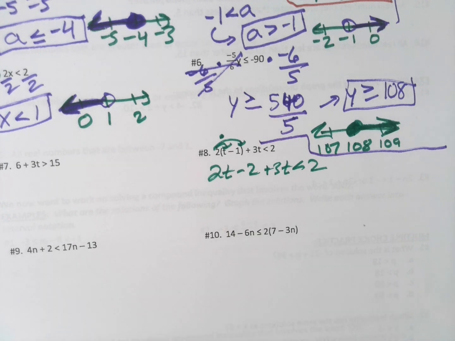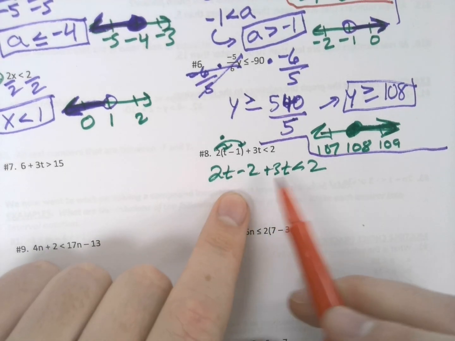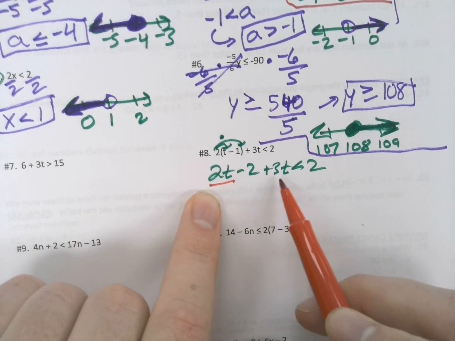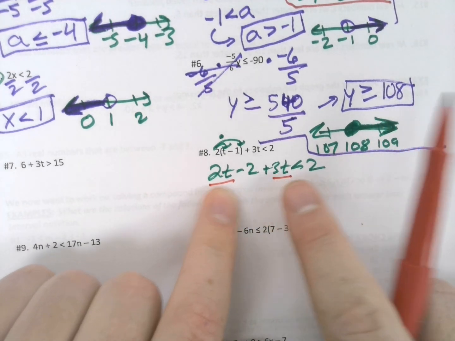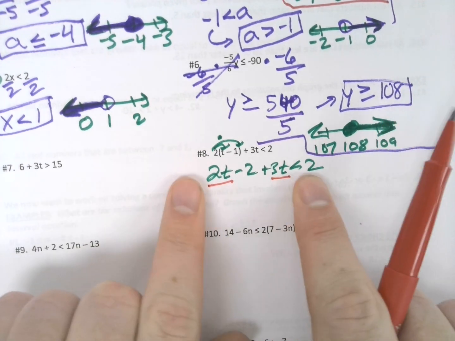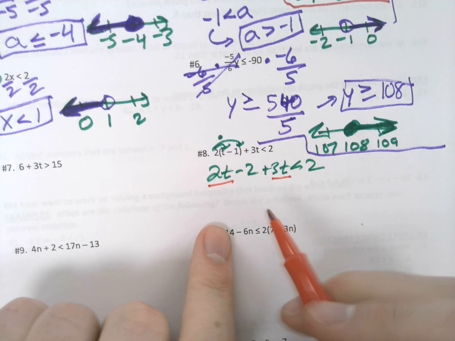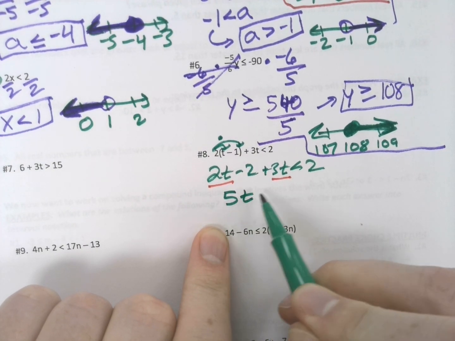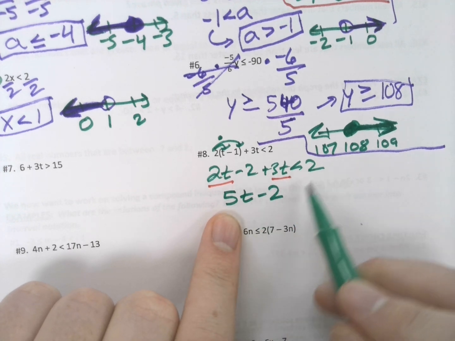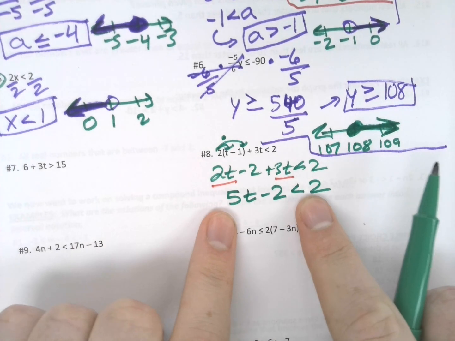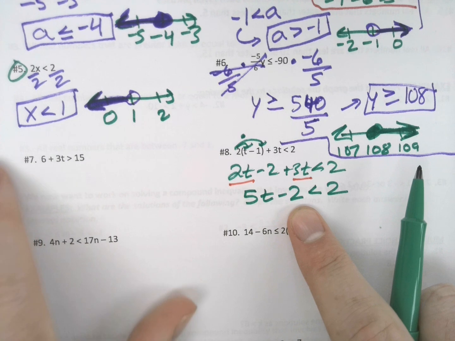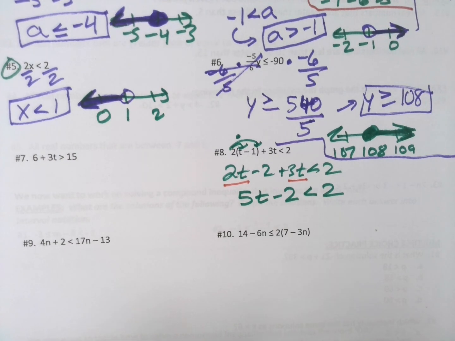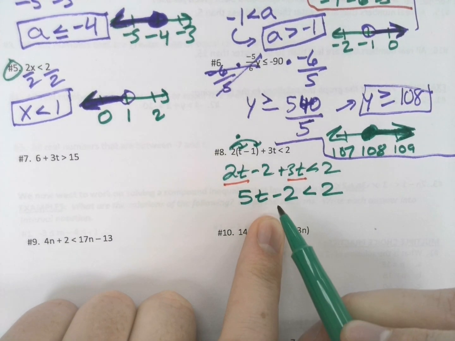And guys, what would you do next? What are we thinking? 2t and 3t, they're on the same side of our sign. We can smash those together. So 2t and positive 3t gives us 5t minus 2 is less than 2. And this one looks pretty similar to number 7 now. This is a two-stepper. So we got two steps left.